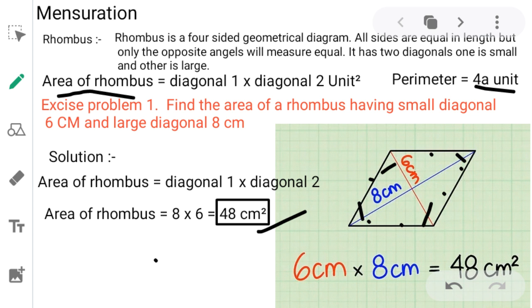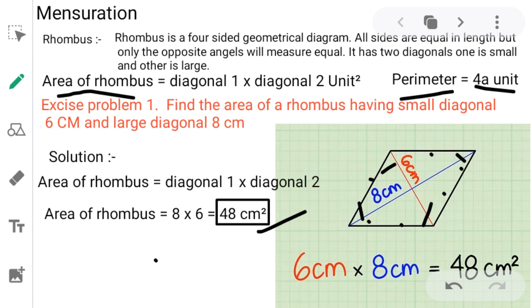You may observe here the red one marked is the small diagonal and the blue mark is the large diagonal. The area of a rhombus can be calculated by using the formula: area of rhombus is equal to diagonal 1 into diagonal 2 unit square. As the area is two-dimensional, we should take unit square. The perimeter of a rhombus is equal to 4a unit. So you can find the solution by using simple formulas, like area of rhombus equals diagonal 1 into diagonal 2 unit square, and if it is asked to find the perimeter, then perimeter equals 4a unit.